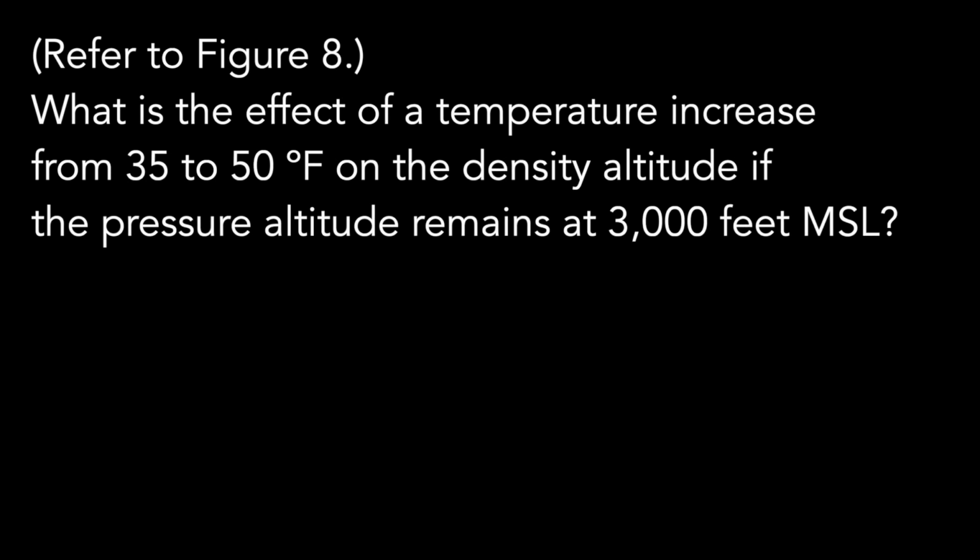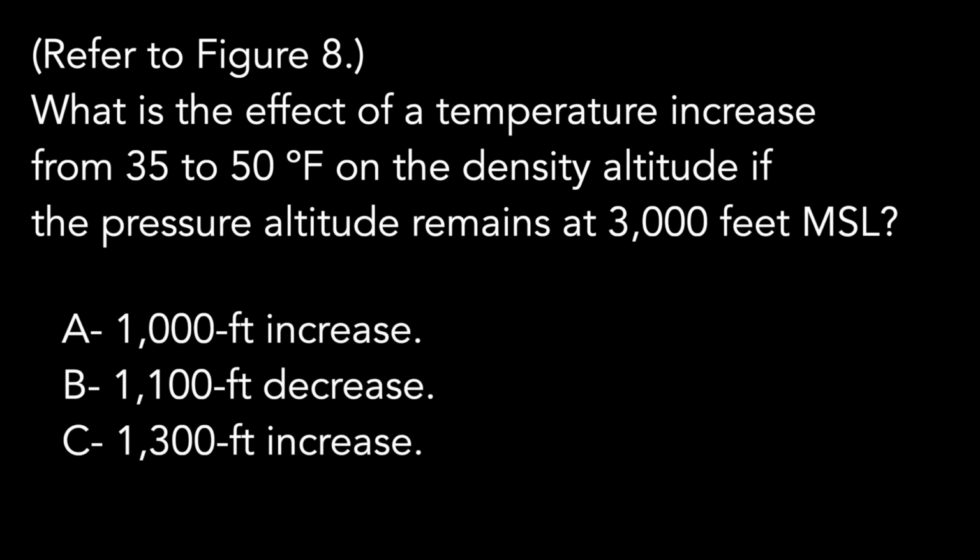To begin, the first question reads, what is the effect of a temperature increase from 35 to 50 degrees Fahrenheit on the density altitude if the pressure altitude remains at 3,000 feet MSL? And we are provided with 3 answer options, with only one of them being correct.